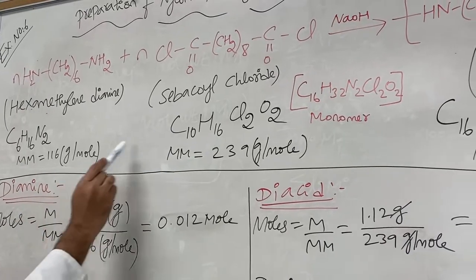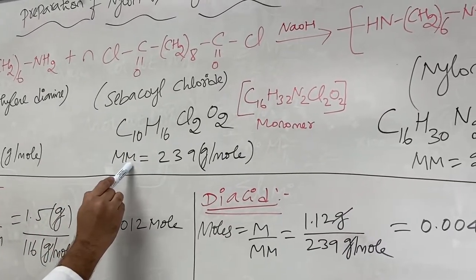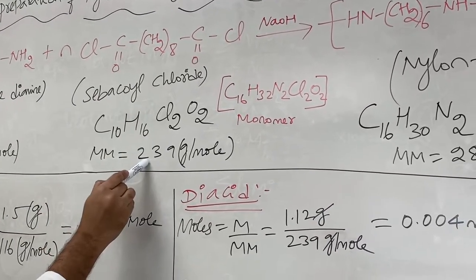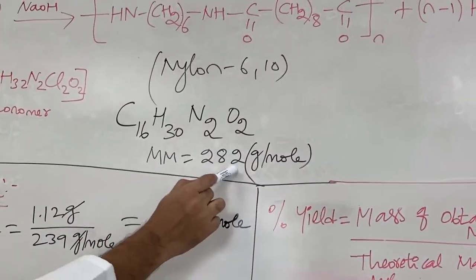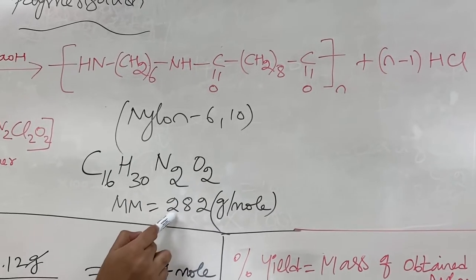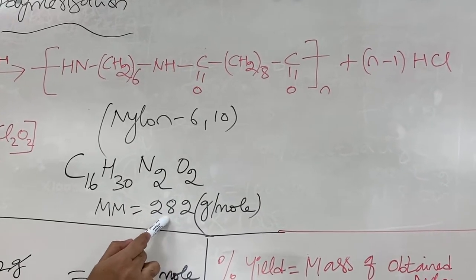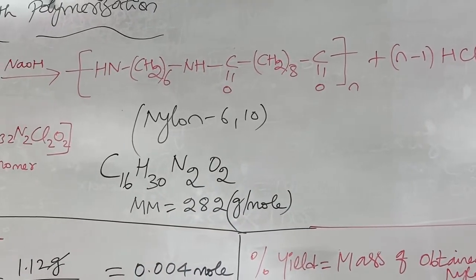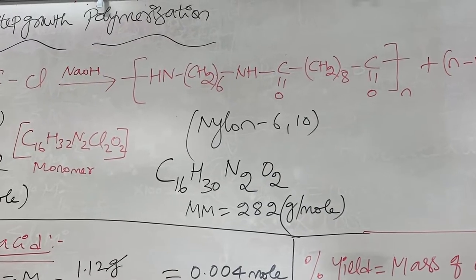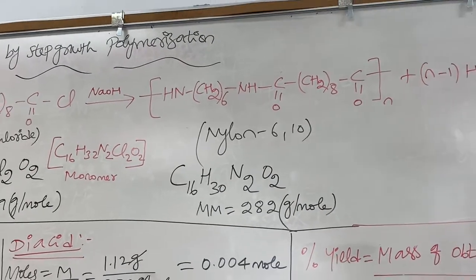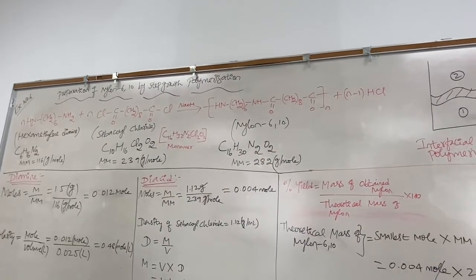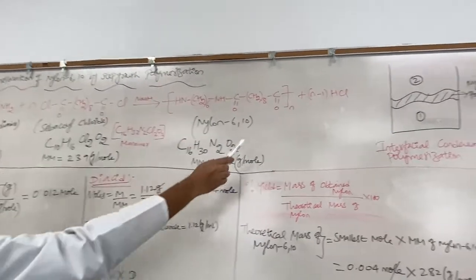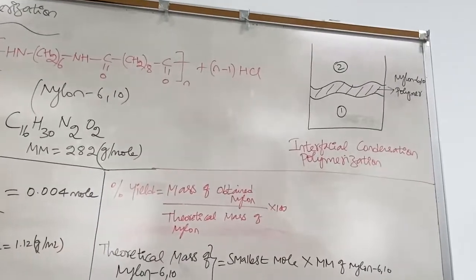So like that we have to calculate the molecular mass for the second monomer, sebacoyl chloride, and then the molecular mass for the polymer, nylon 6,10 polymer, which is 282 gram per mole. So this one we can call a condensation reaction. Why are we saying condensation reaction? Because it is giving HCl as a byproduct.